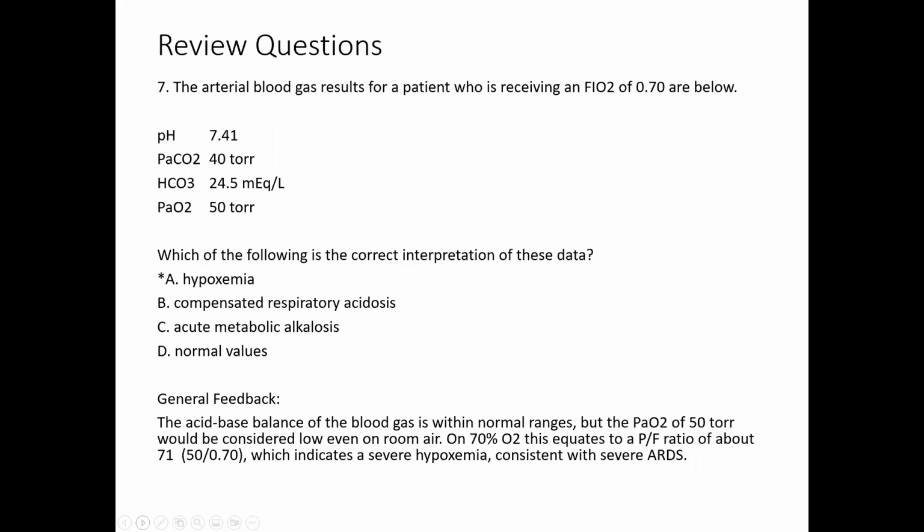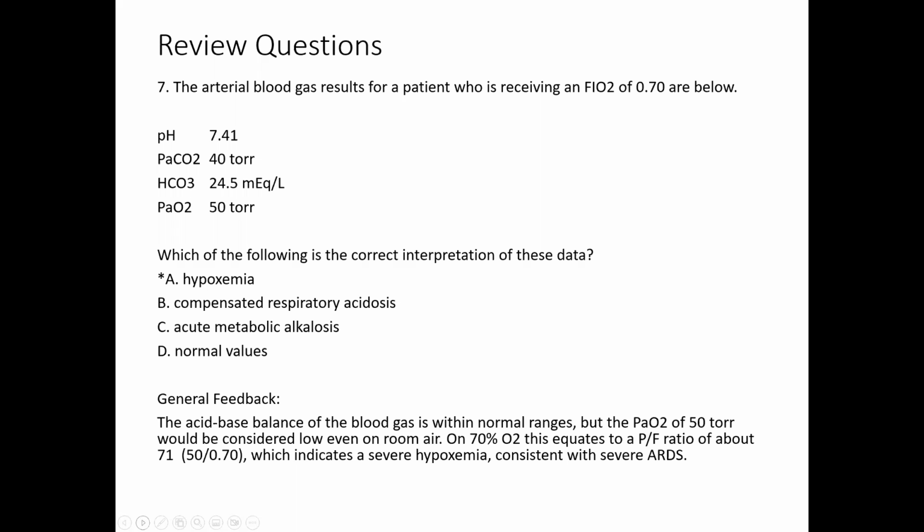Arterial blood gas results, patient receiving FiO2 of 70%. pH is fine, PaCO2 is fine, bicarb is fine. The PaO2 is 50. Okay, so this is really disturbing. It's disturbing because this patient's P to F ratio is under 100. It's about 70. I know the explanation says that. Which of the following is the correct interpretation of data? So, hypoxemia. The acid-base balance of blood is within normal ranges, but the PaO2 of 50 torr would be considered low even on room air.